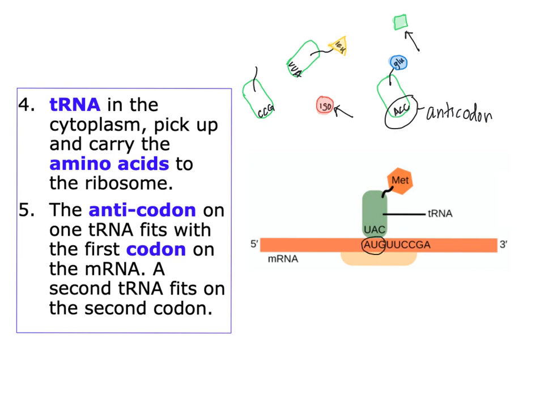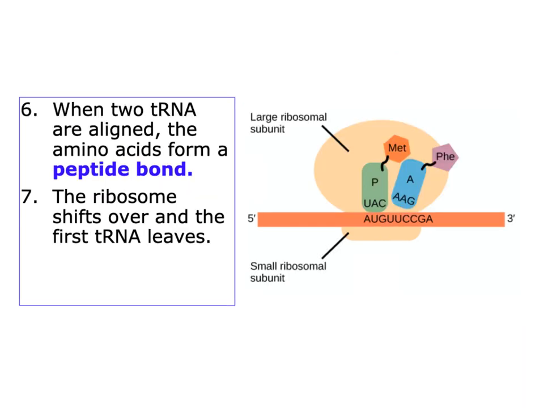So on this diagram, you can see that one of the tRNAs has matched its anticodon to the codon on the mRNA. The tRNA is carrying its specific amino acid, and that is how the mRNA begins to be translated. Once the first tRNA is in place with its amino acid, a second tRNA comes down and matches its anticodon with the second codon on the mRNA. Now it brings with it its amino acid.